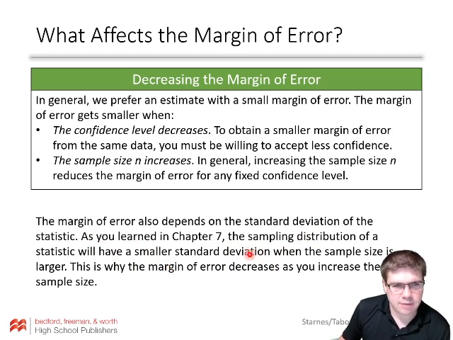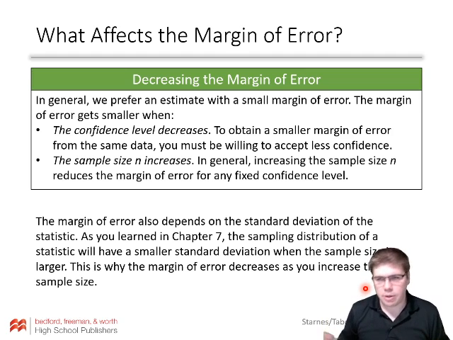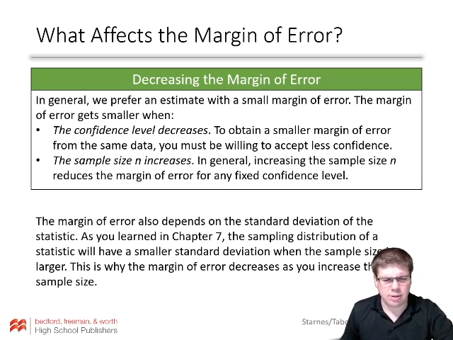So as we learned in Chapter 7, the sampling distribution of a statistic will have a smaller standard deviation when the sample size is larger. That's why the margin of error decreases as you increase the sample size. If we could somehow, which shouldn't happen, change sigma, the standard deviation of the population, and shrink it, that would help. If you could get p closer to 1 or 0, that technically would help, though that's not a realistic thing. You shouldn't be able to control those parameters, and you wouldn't be estimating them if you had control over parameters. That would be a very weird situation.